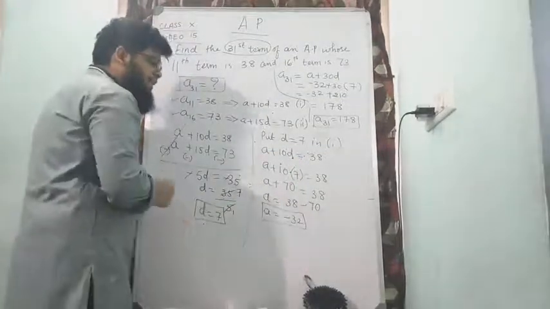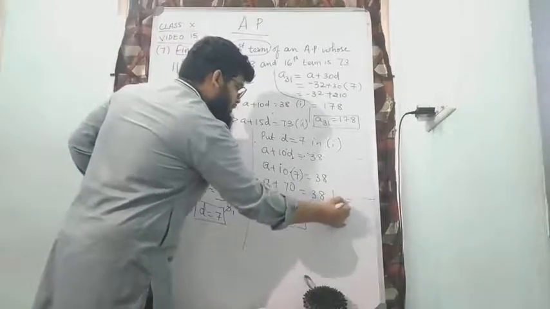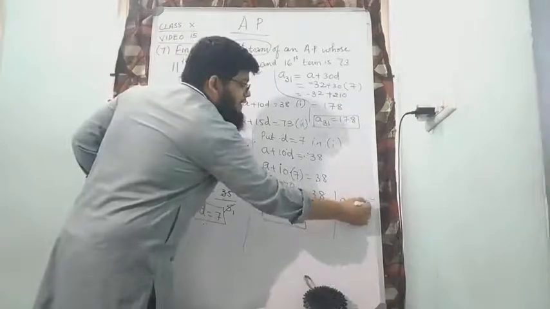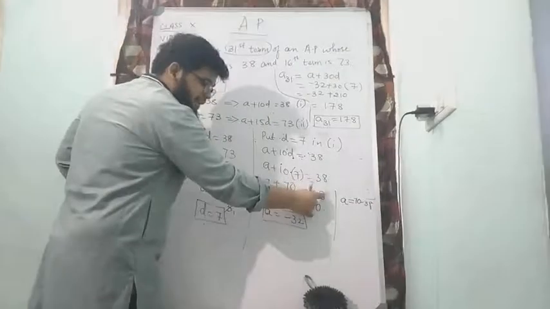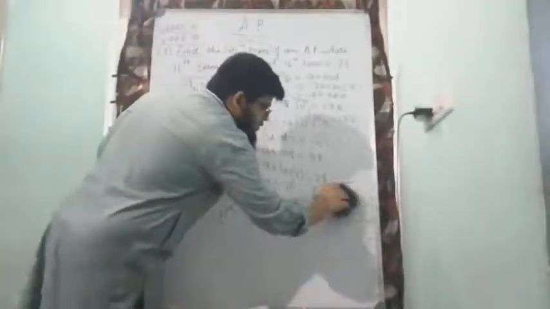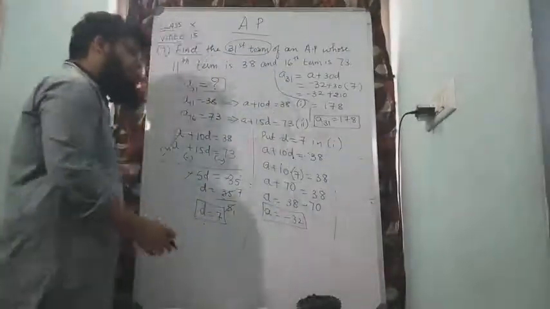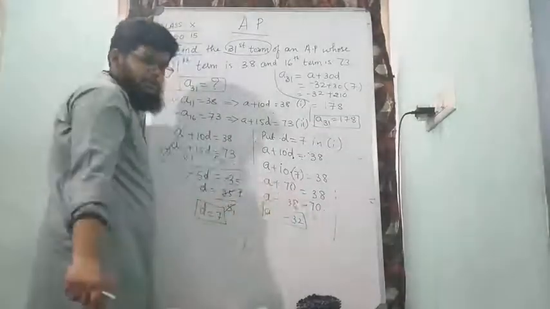One mistake that I usually see students doing is they will write A is equal to 70 minus 38, which is wrong. So A is equal to, after the equal sign, we have 38 first, then plus 70 should go to the other side and become minus 70. So please be careful in that step. And 38 minus 70 is minus 32, because 70 is a greater number.